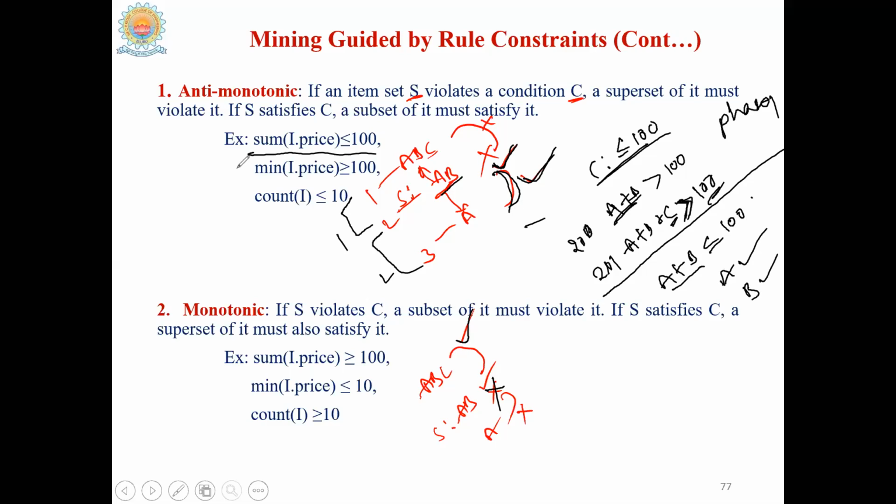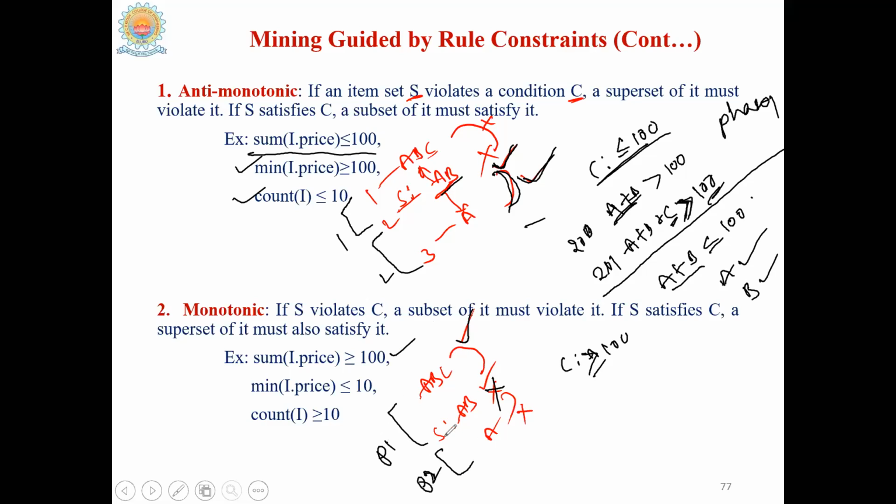And here we have some other examples. You can go through them. And let us come to the second one, the monotonic property. Here again, consider the example given. The given condition is that the sum of the items' cost should be greater than or equal to 100. Just like in the previous case, here is phase 1 and here is phase 2 of the rule.